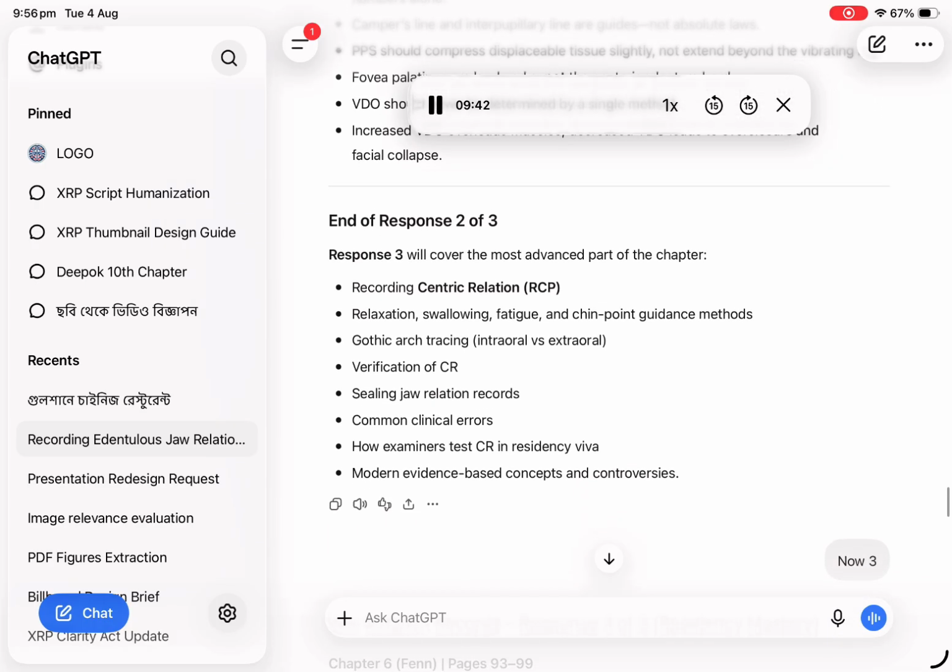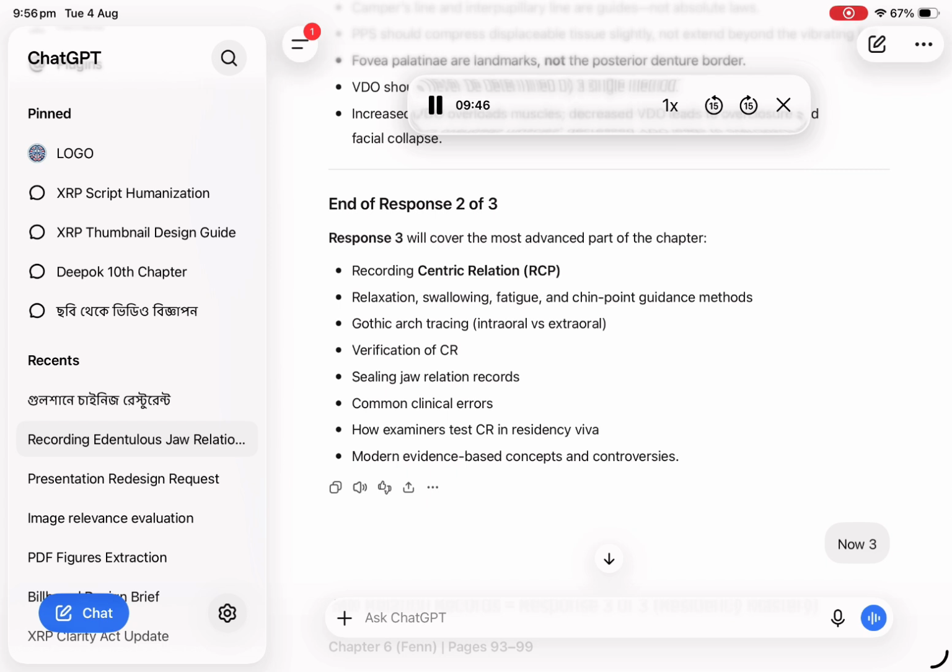End of response 2 of 3. Response 3 will cover the most advanced part of the chapter: recording centric relation, RCP.